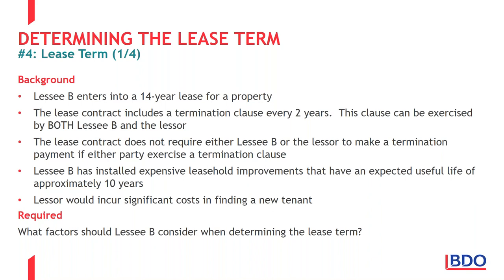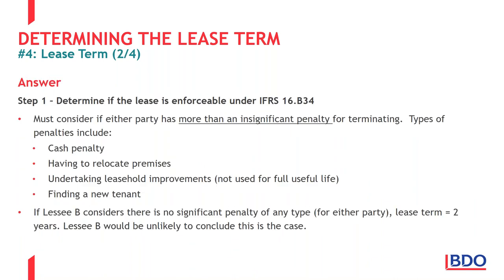So I think if we go through the different stages, first of all, we have to determine if this lease is enforceable under IFRS 16 paragraph B34. So we have to consider if either party has more than an insignificant penalty for terminating. So the things you think of are a cash penalty, having to relocate premises, undertaking leasehold improvements if it's not used for the full useful life, finding a new tenant. And if lessee B considers there's no more than an insignificant penalty of any type for either party, the lease term would be 2 years. Lessee B would be likely to conclude this is the case.